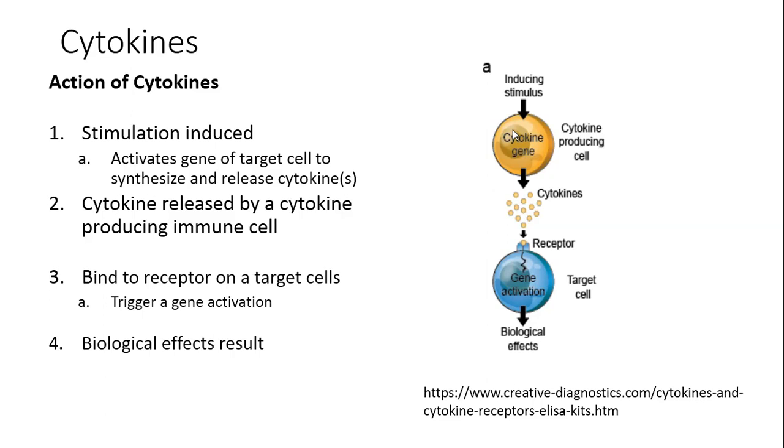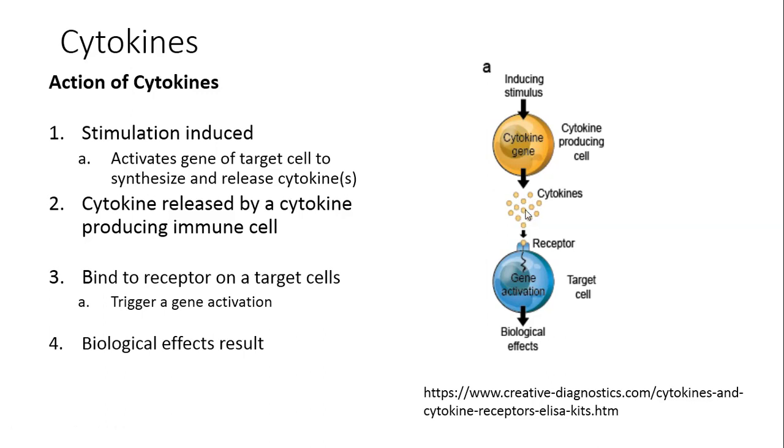Once the cytokine producing cell has been stimulated, the genes within that cell that are going to influence cytokine production are activated, and the result is that the cell then produces and secretes cytokines. So cytokines are produced within the cell and they're released, in direct response to this original, let's say, antigenic stimulus. So the cytokines are released.